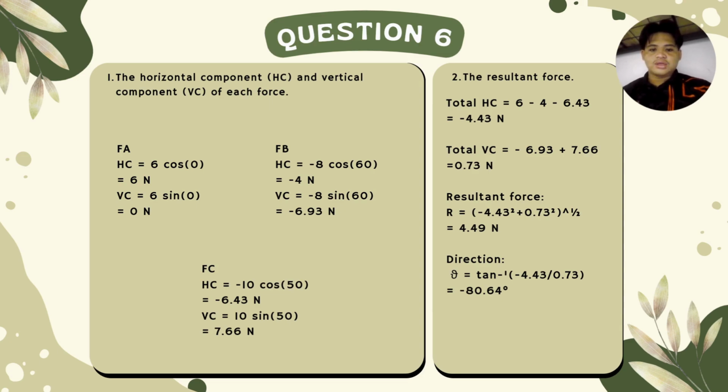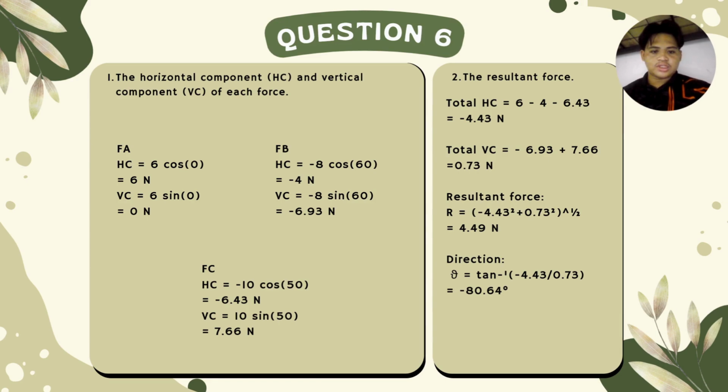For force B, we take negative 8 cos 60 and we get negative 4 Newton, and for the vertical component we take negative 8 times sine 60 and we get negative 6.93 Newton. For C, for the horizontal component we take negative 10 times cos 50 and we get negative 6.43 Newton, and for the vertical component we take 10 times sine 50 and we get 7.66 Newton.